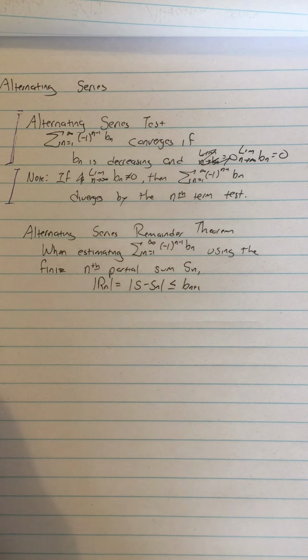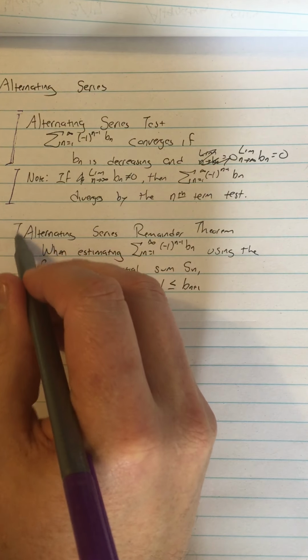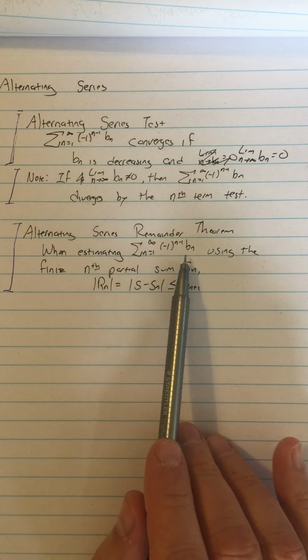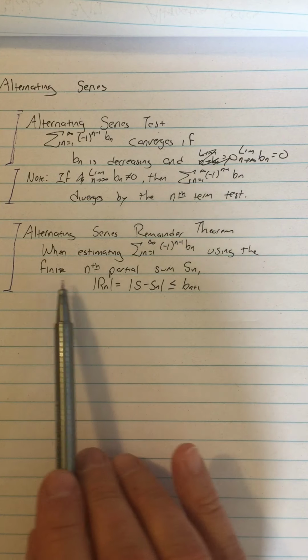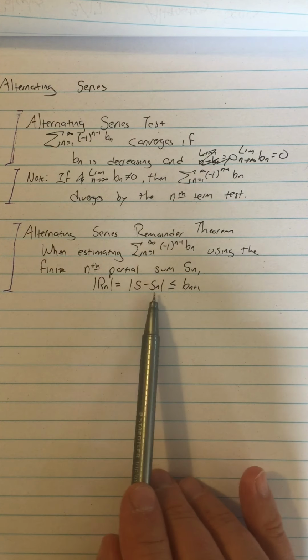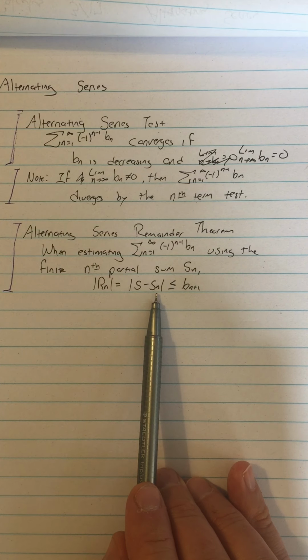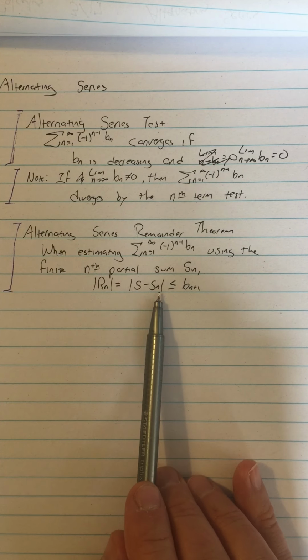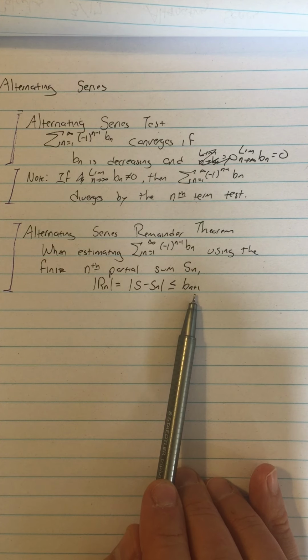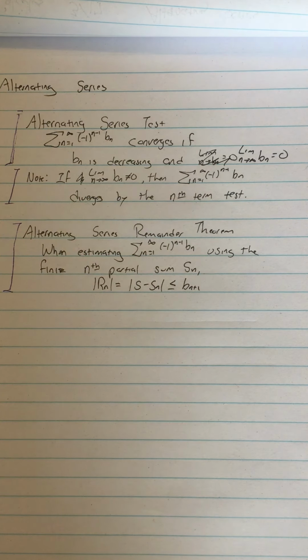And then the other thing we have is the alternating series remainder theorem. It says if I'm estimating an alternating infinite series using the finite nth partial sum, S_n, say I add up 100 terms, then the distance from that to the actual sum is less than the next term, the 101st term. All right, so let's see that in action.